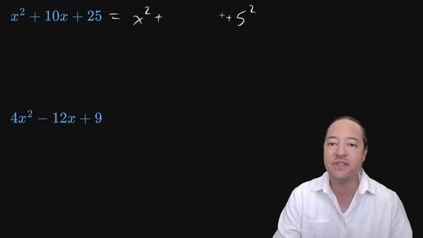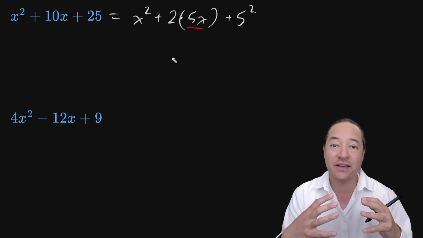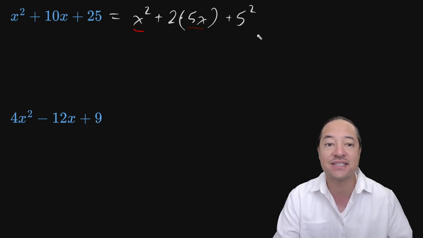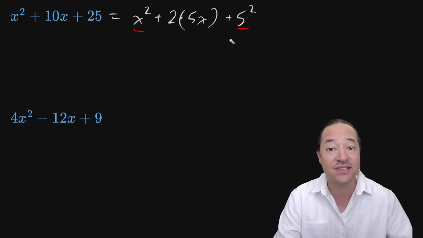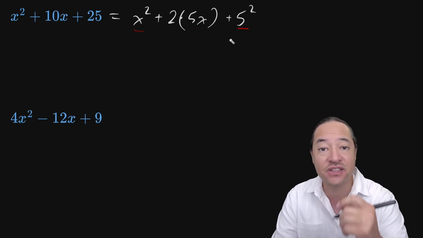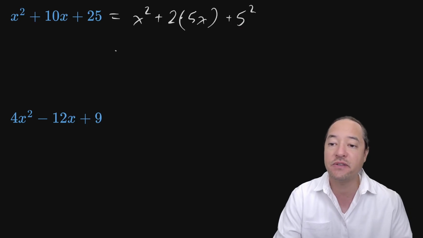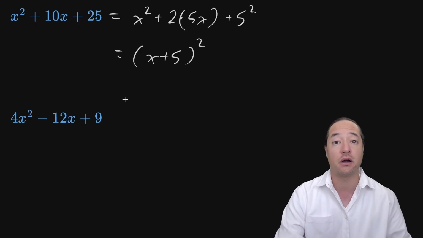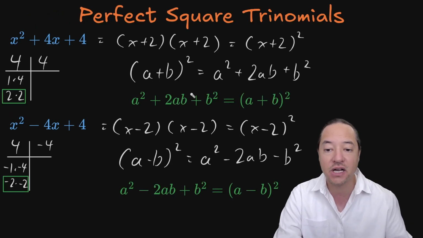Then I want to see if the middle term is equal to 2 times something. In this case, it would be 2 times 5x. Is 5x the product of x and 5? Yes, it is. That tells me this does fit the form, so I can factor this into x plus 5 squared.